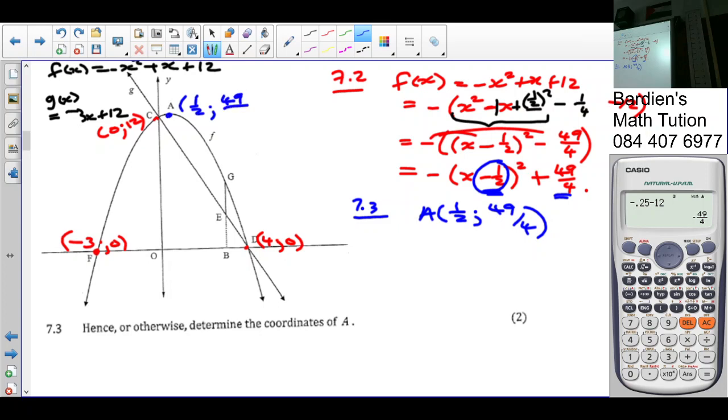This is very close to the x, hence your 4, your half. And then 49 over 4. If this is 12, as we know 49 over 4 is 12,25, which has to be greater than the y-intercept. Which also makes sense. Okay. Any confusion at this point?